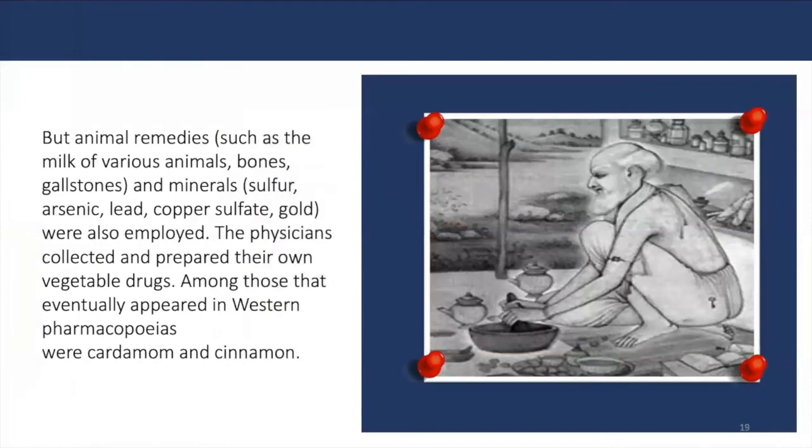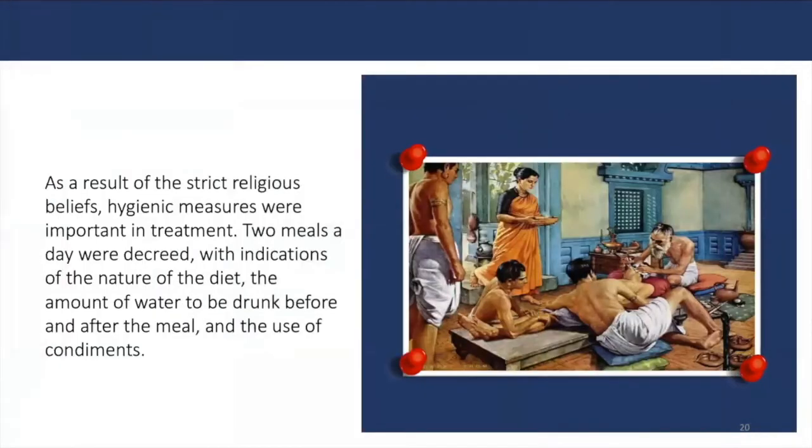But animal remedies, such as the use of animals, their bones, gallstone, minerals like sulfur, arsenic, copper sulfates, gold, etc., were also employed over time. The physicians collected and prepared their own vegetable drugs, amongst those that eventually appeared in Western pharmacopoeias were cardamom and cinnamon. As a result of the strict religious beliefs, hygienic measures were important in treatment.